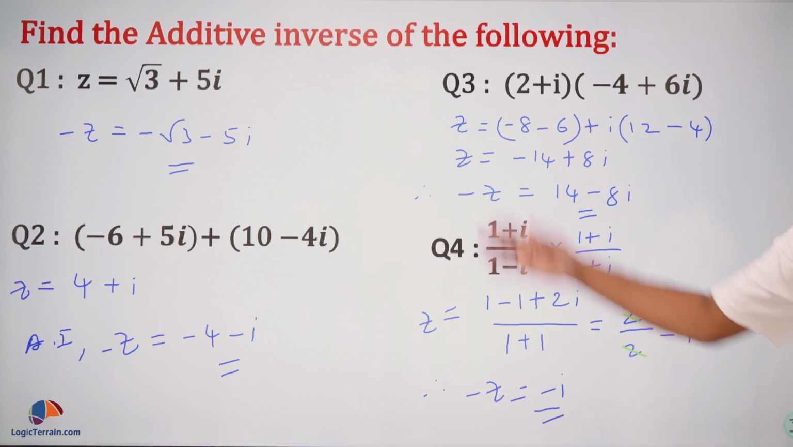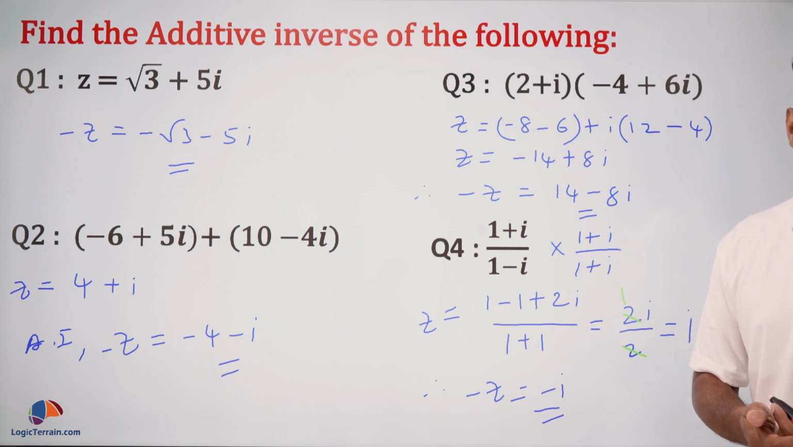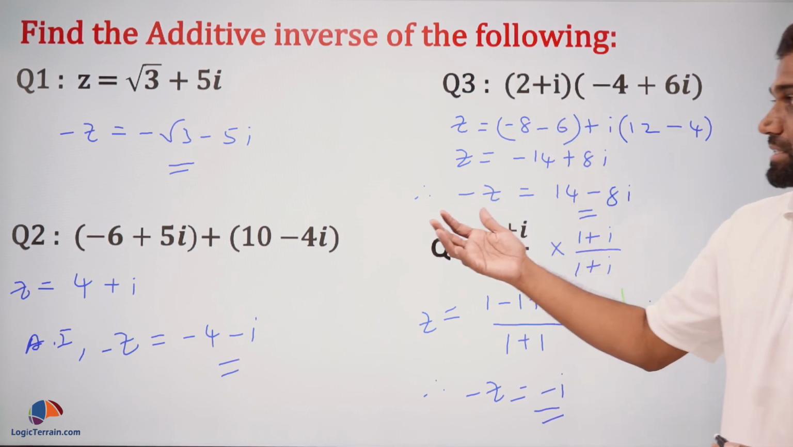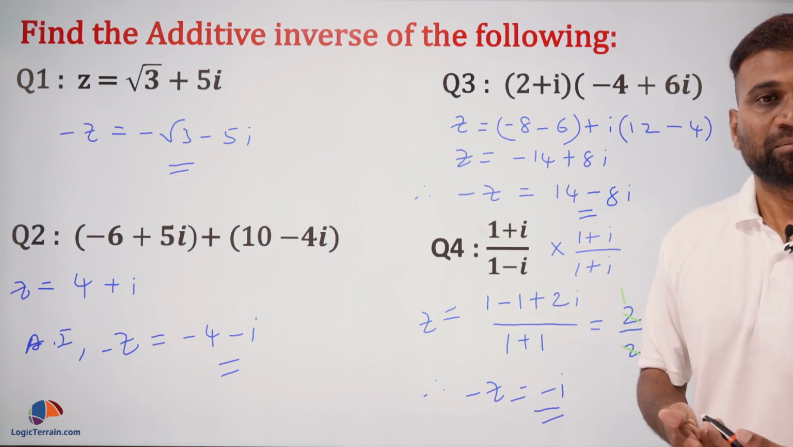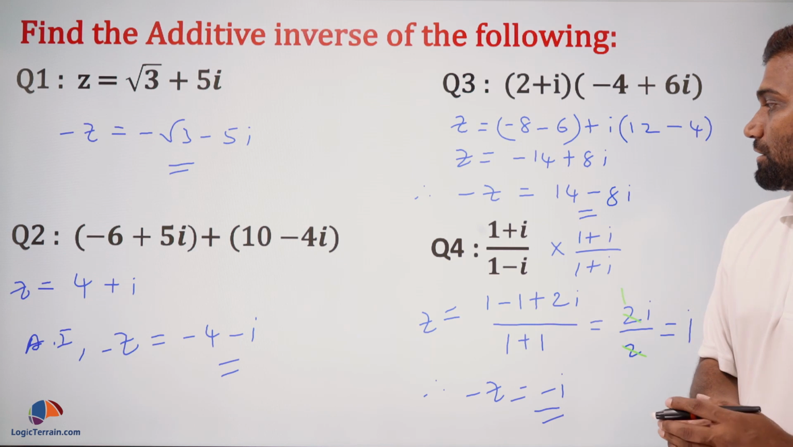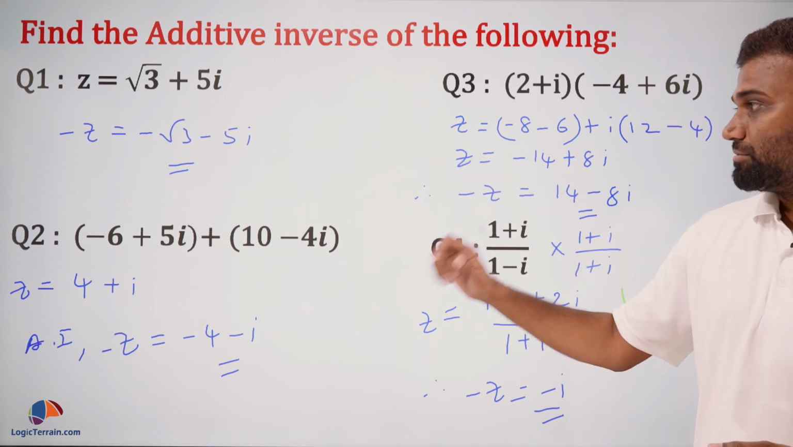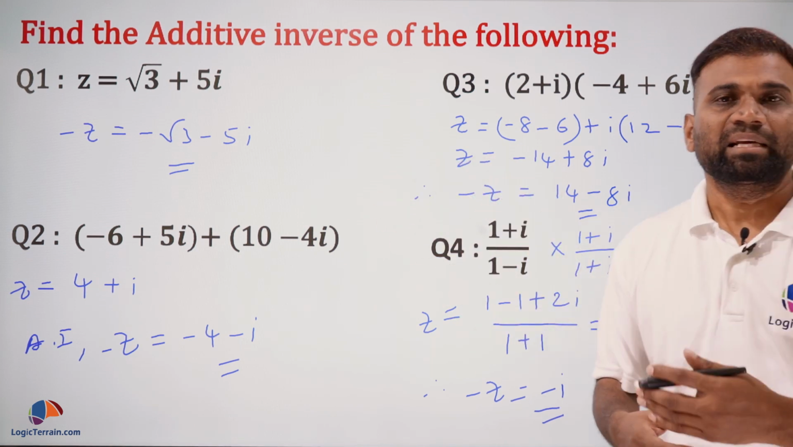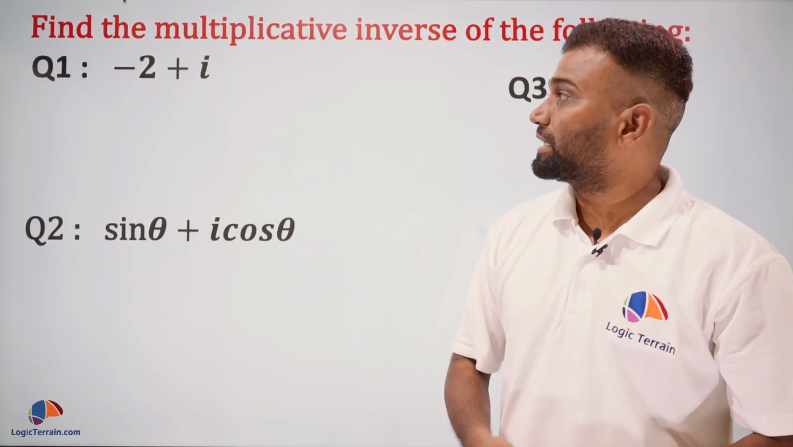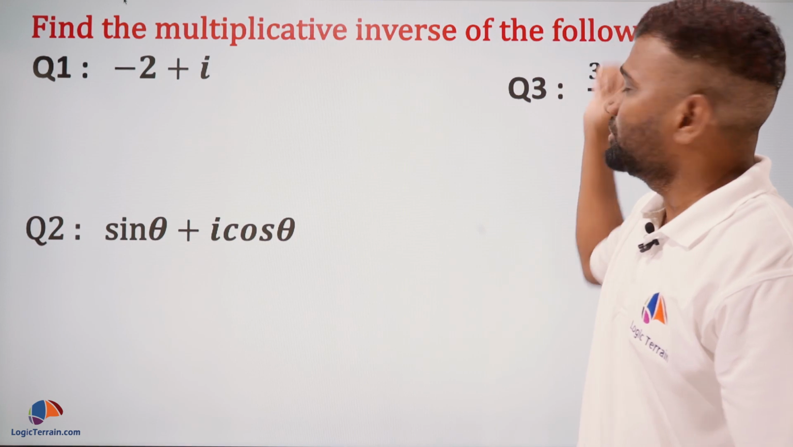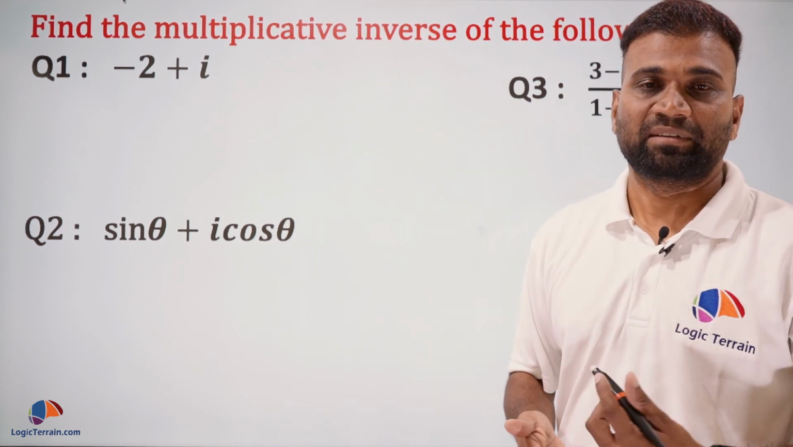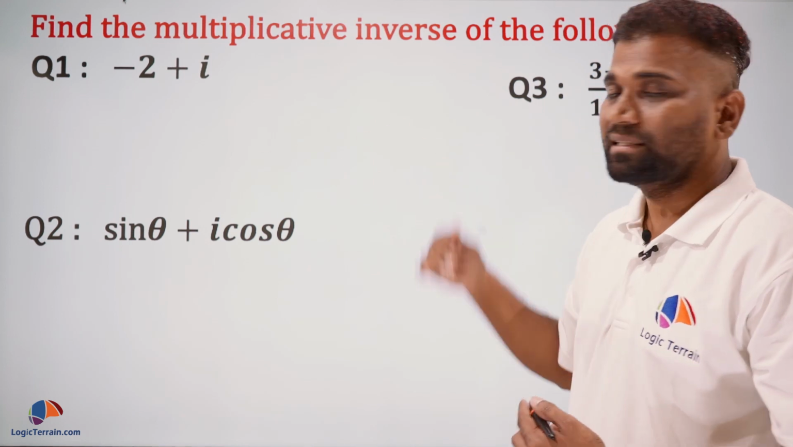Clear? This way we have to find the additive inverse of the given expressions. Whenever there is an expression, if it is a direct complex number, we have to apply negative to the whole. Otherwise, first we will simplify. Once we get the complex number, then we apply negative. Here are the next model questions, very important. Find the multiplicative inverse of the following. Okay. Here we have some examples. We will find the multiplicative inverse for the following examples.